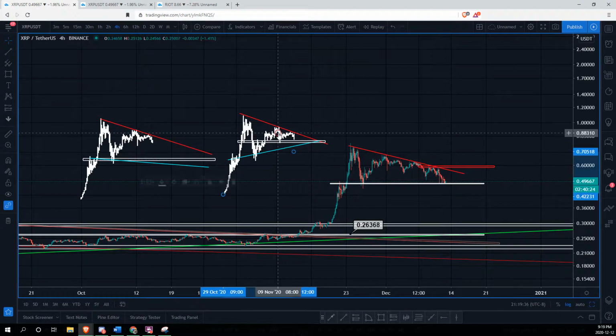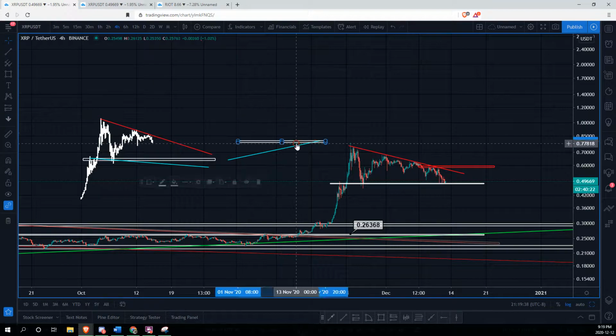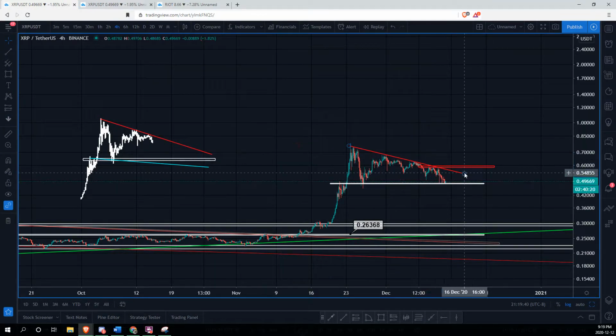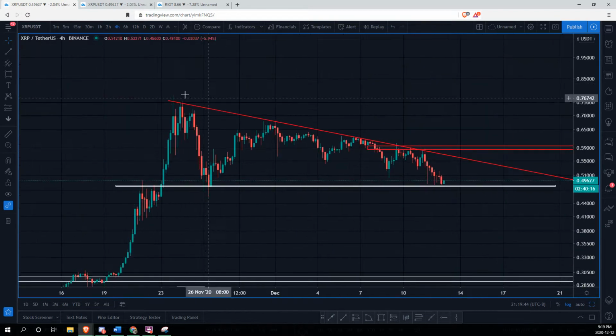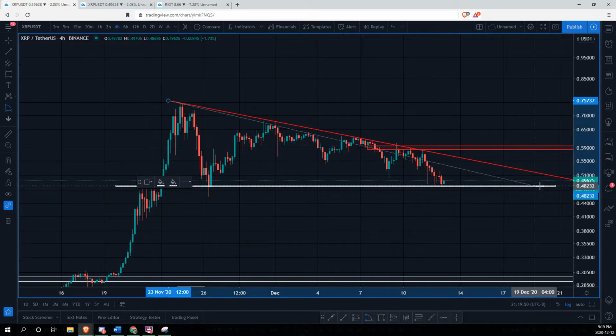We can just take this away altogether, and then we're just going to be looking to see if this support holds, and then we do have a very well-respected descending zone right there. Let's even put a projection just to give it a little bit more space. Let's go right there.